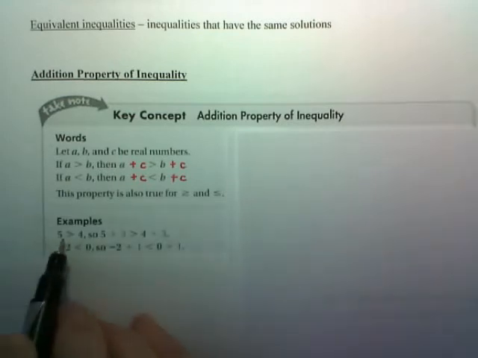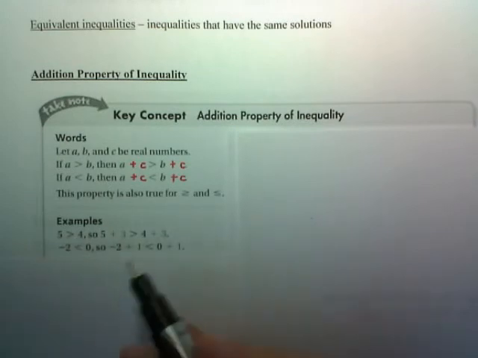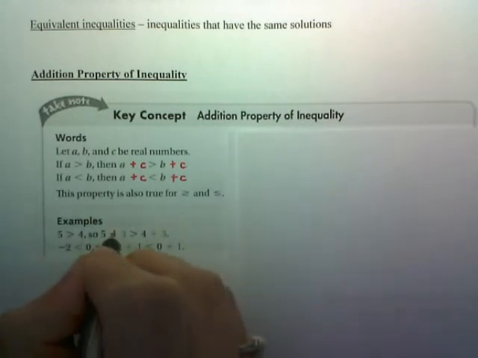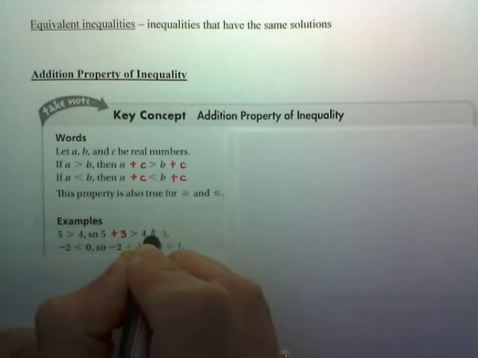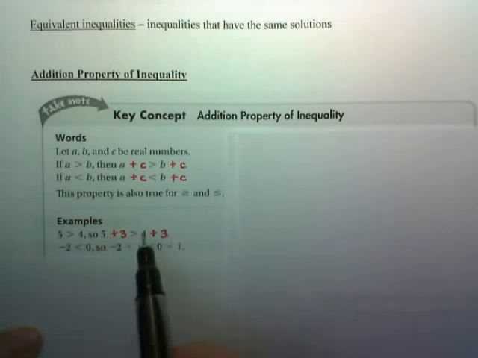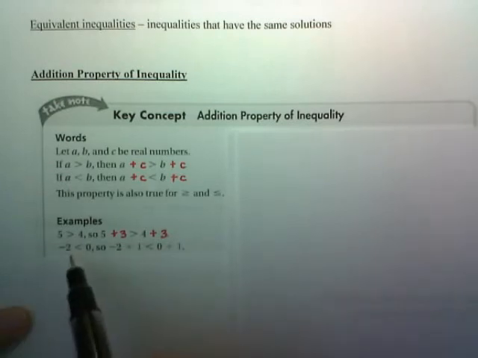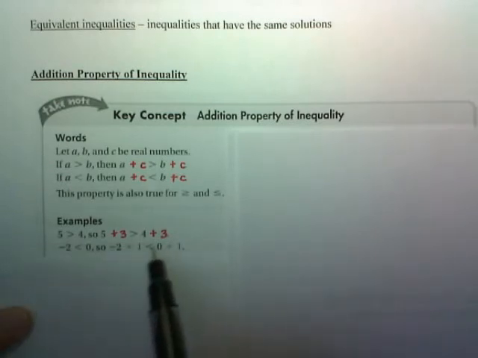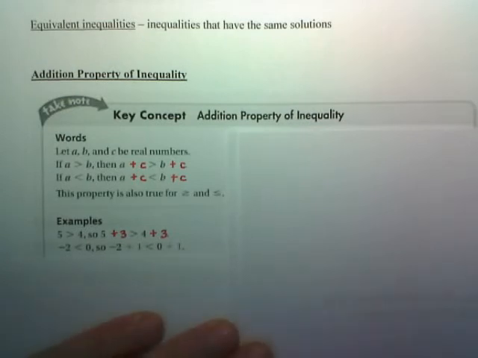Here's where 5 is greater than 4. So all I did was add 3 to the 5 and add 3 to the 4. And think about that. Is that a true statement? Well, what is 5 plus 3? This is 8. What is 4 plus 3? This is 7. Is 8 greater than 7? And it is. And the same thing holds true with your less than. You can add the same number to both sides and you get the exact same thing.